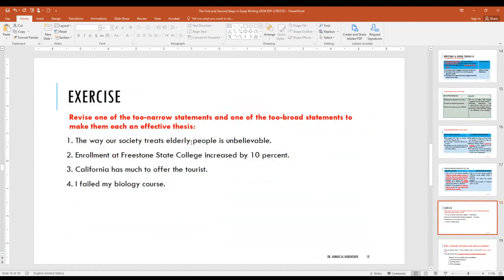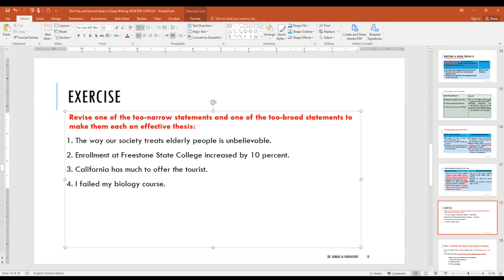Now, the last thing I stopped at was the exercises. We stopped here last time. We have four sentences, and these sentences are somewhat too narrow or too broad. Revise two of the narrow statements and two of the broad statements to make them each an effective thesis statement. If you look at the first one here, the way our society treats elderly people is unbelievable. This is a too broad statement, right? I'd like you to rewrite this sentence to make it a specific thesis statement. What do you suggest?